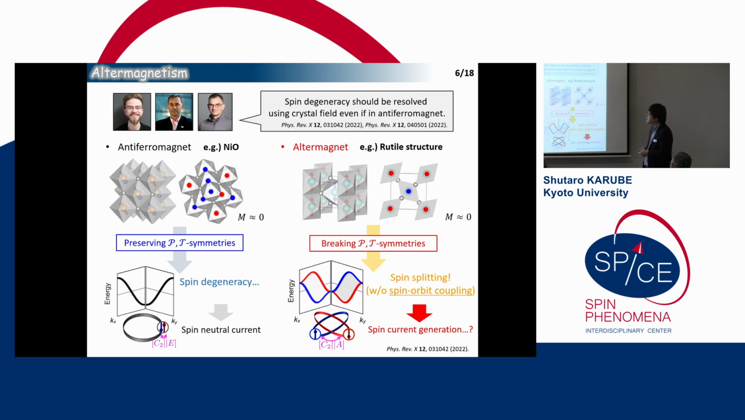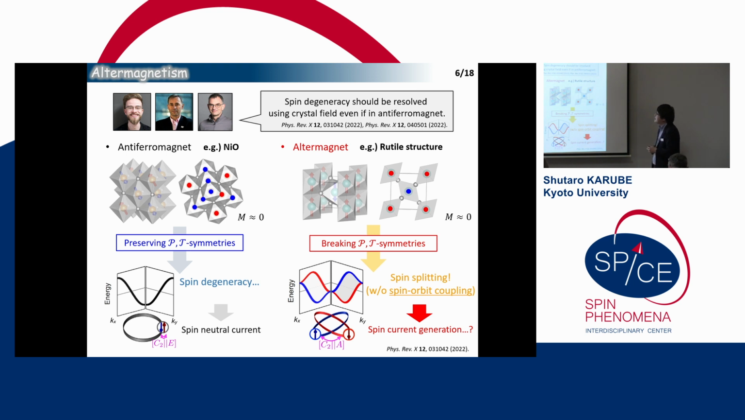For doing it, first of all, let's remember the conventional antiferromagnet, as I mentioned before, in the nickel oxide. This oxide has a high crystal symmetry because it has a rock salt structure. Therefore, there is a preservation of the parity and time reversal symmetry leading to the spin degeneracy, so that we cannot get the pure spin current from this type of oxide.